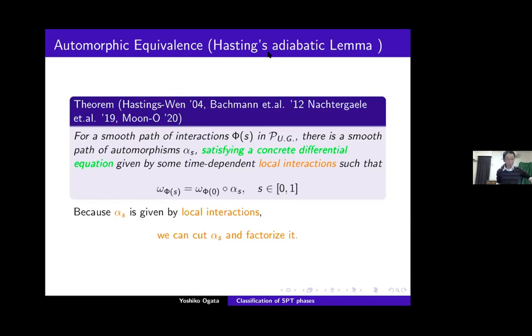Anyway, let me now explain what is automorphic equivalence. It says the following. Let us consider a smooth path of interactions in a unique gapped ground state phase. Then there is a smooth path of automorphisms alpha_s satisfying a concrete differential equation given by some time-dependent local interactions which satisfy this condition. Namely, given a smooth path of gapped Hamiltonians inside a unique gapped ground state phase, like we do for our classification, there is an automorphism interpolating the corresponding ground states like this.